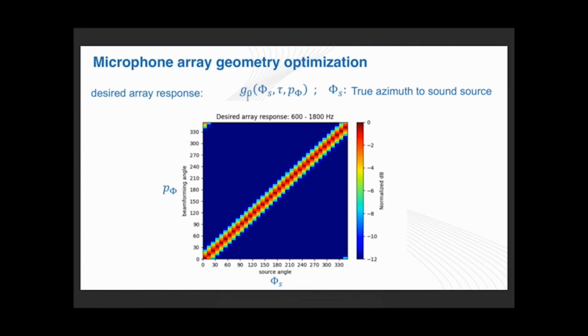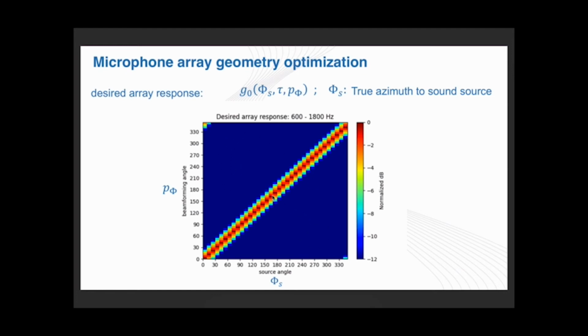We first define G0, the desired array response, in the tau.p domain. We've introduced phi s, which is the true azimuth angle to the sound source. An ideal array response would resolve the beamforming angle p phi exactly equal to the true source azimuth phi s for all incidence angles. The width of the diagonal in the response is effectively the main lobe width we would like to have. Note that we also want there to be no side lobe energy.